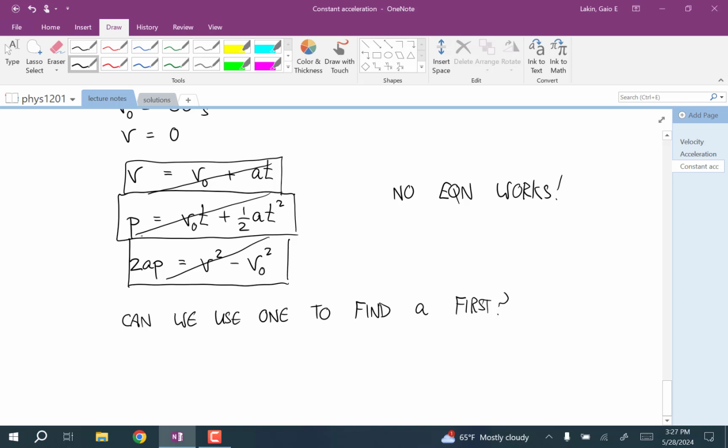There's only one equation that doesn't have a t in it, and since we don't know t, if we're going to solve for a, we have to use that one. So the only possibility is this: 2a times p is equal to v squared minus v0 squared. That's the only one that could work.